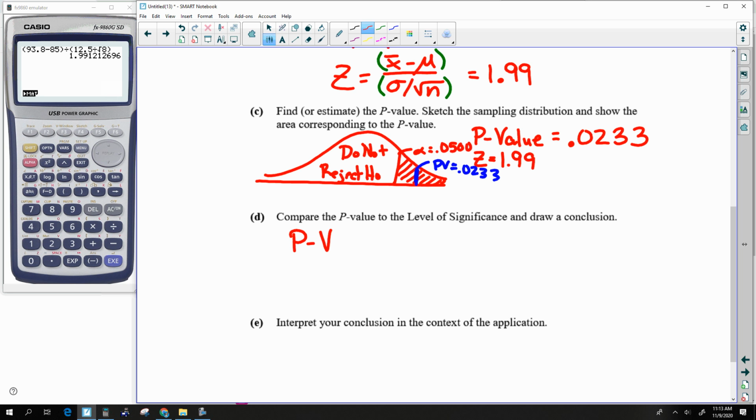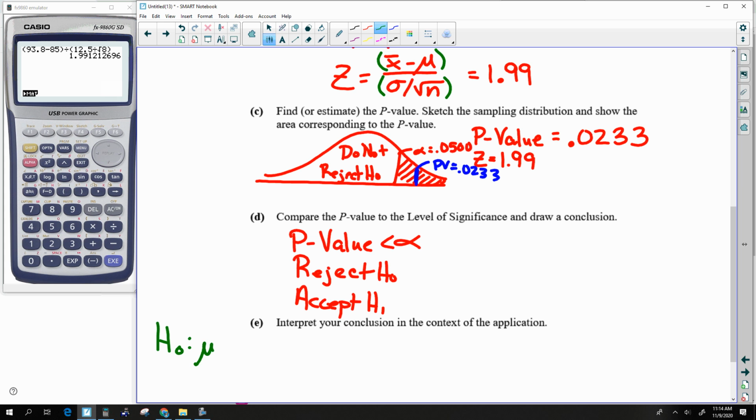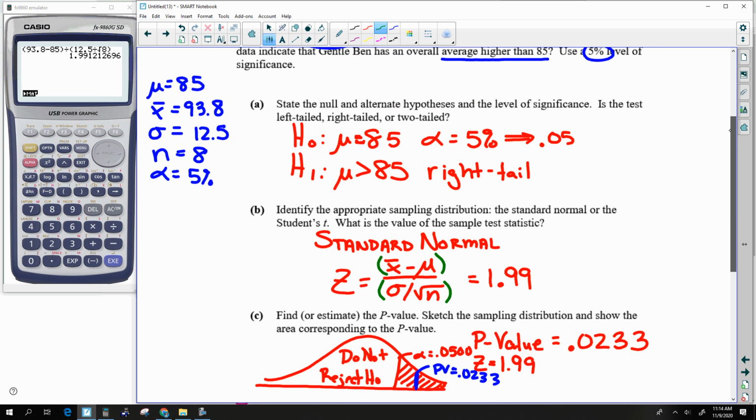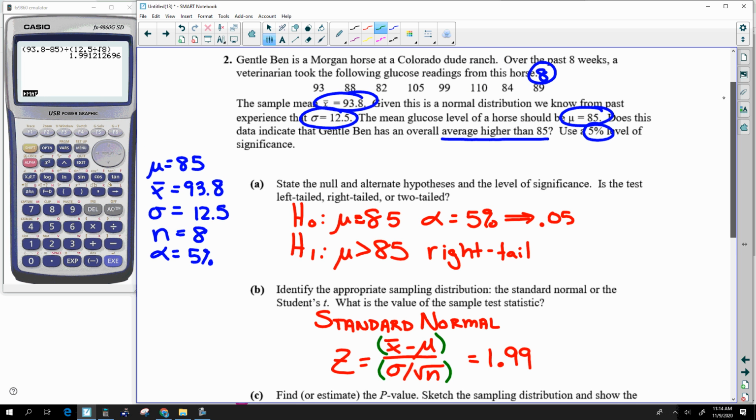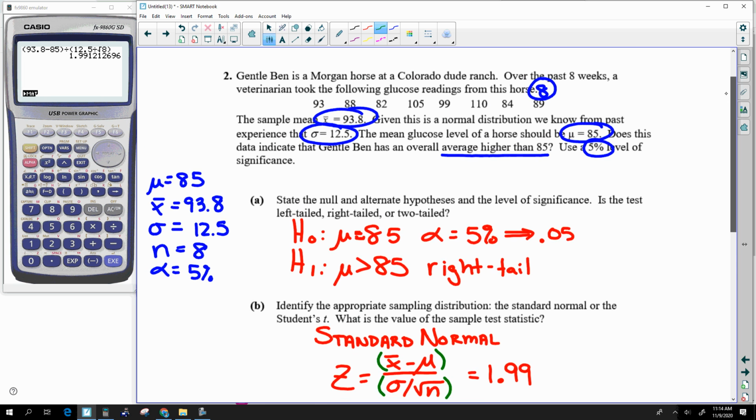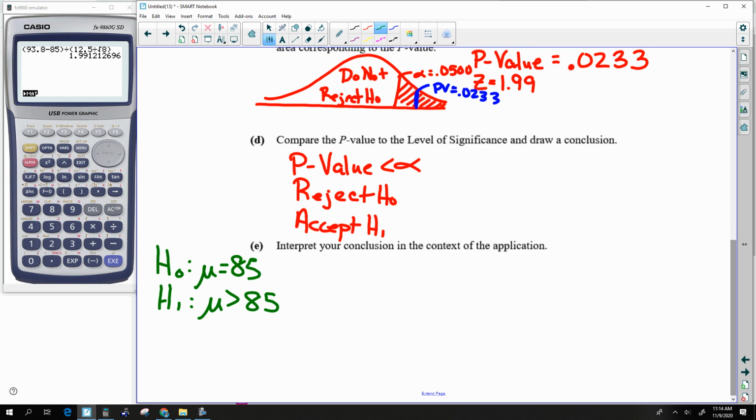So I notice that my p-value is less than my alpha. That means reject H naught and accept H1. And now when this is the answer, this is exactly what I say. So I saw that H naught is that the average is equal to 85, and H1 says that the average is greater than 85. Okay, so I don't even know what 85 is. Is that like height of horse or something like that? The mean glucose level. All right, the average glucose level, their blood sugar.